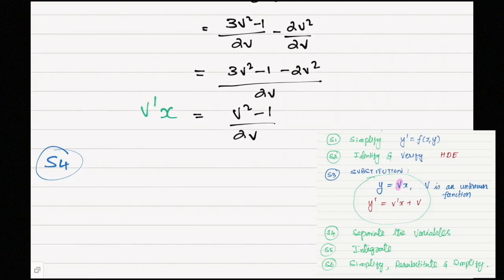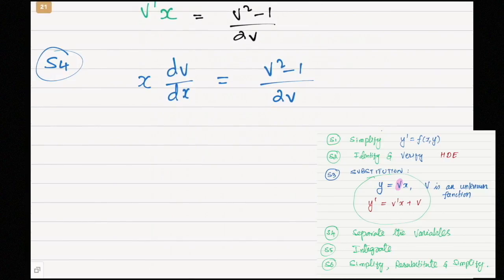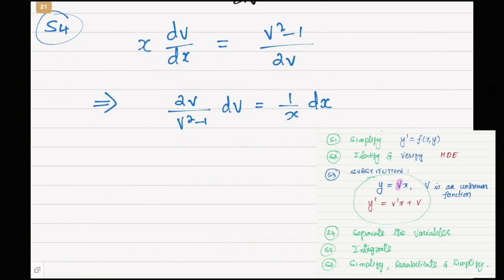The next step is to separate the variables, which we're going to do. To make my life easy, I'm going to rewrite the left hand side as dv over dx times x equals v squared minus 1 divided by 2v. Now if I simplify this, you would agree that I'm going to have 2v over v squared minus 1 dv equals 1 over x dx. And now here I have separated the variables. Then let's go to step 5. Step 5 is to integrate.